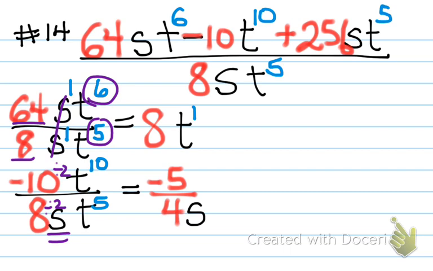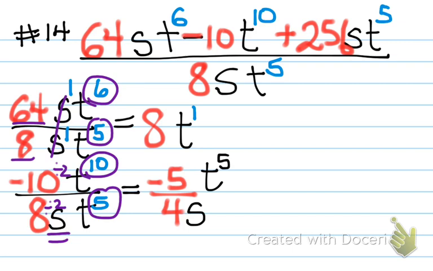But we now have the t's. 10 take away the 5 is going to be t to the 5th power, but on the top. You always write the answers on the top when you subtract the exponents.